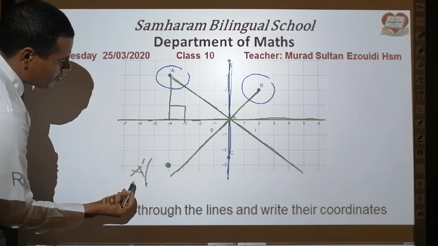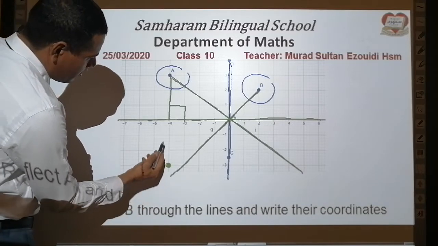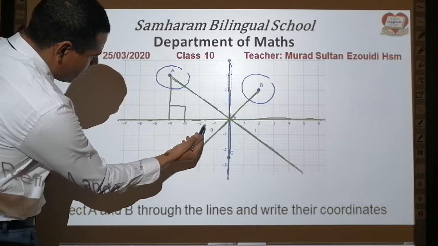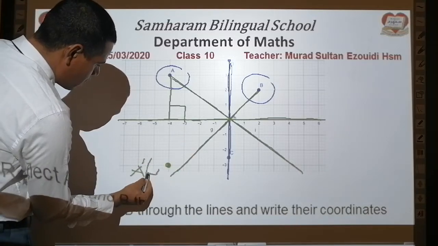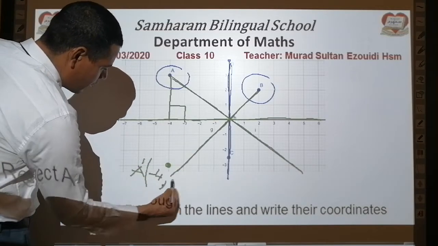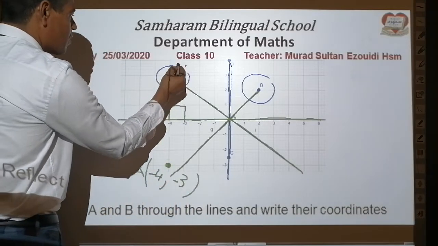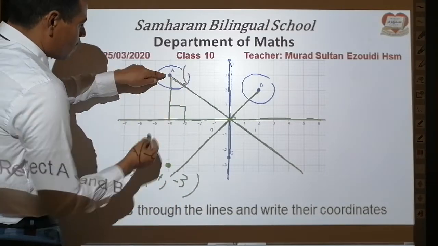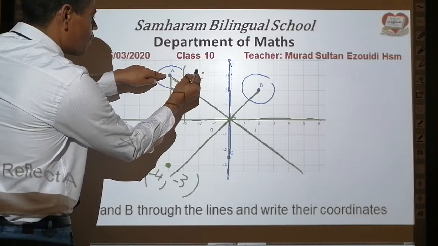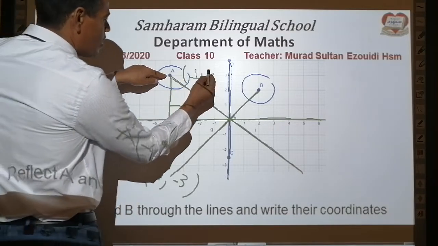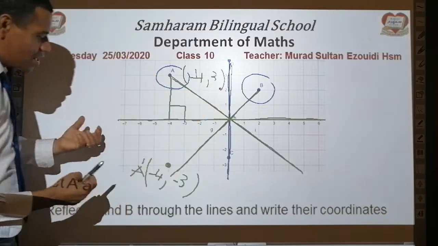A prime. What are the coordinates of A prime? -4, -3. And what are the coordinates of A at first? The x equals -4, and the y is 3.